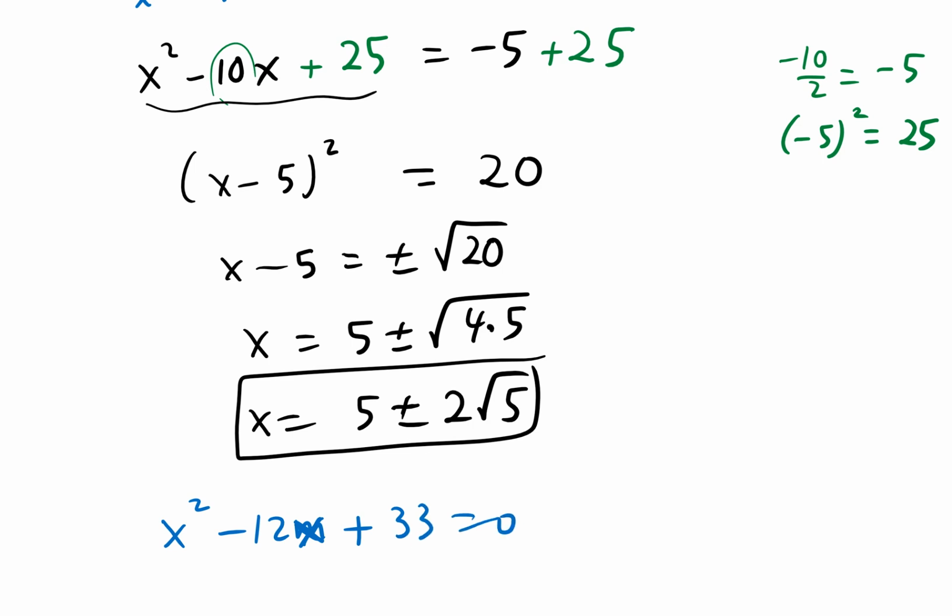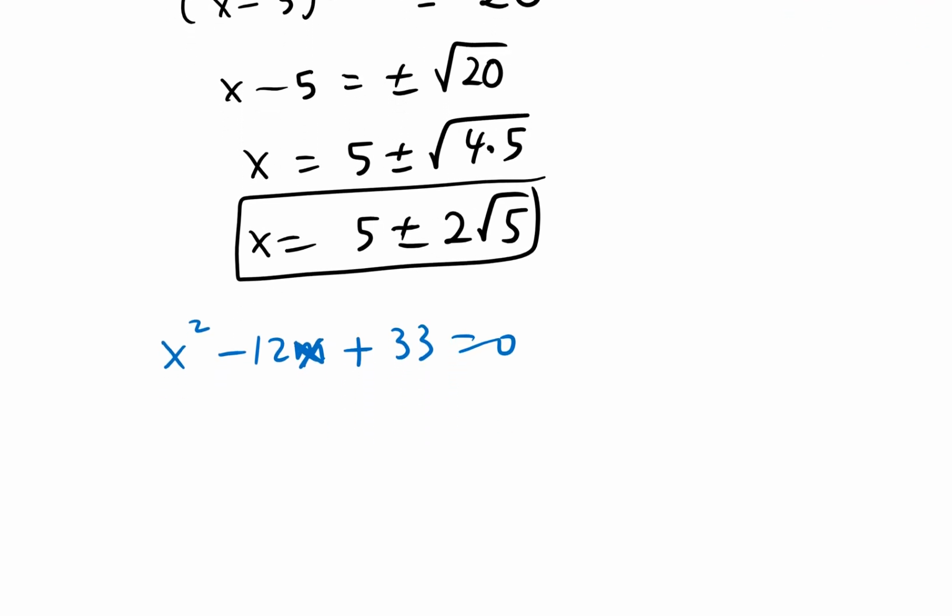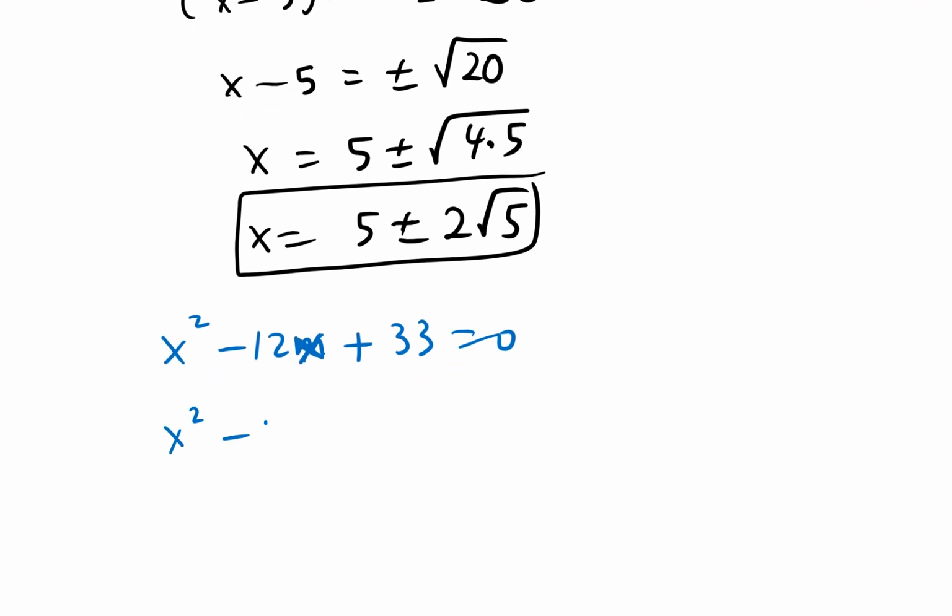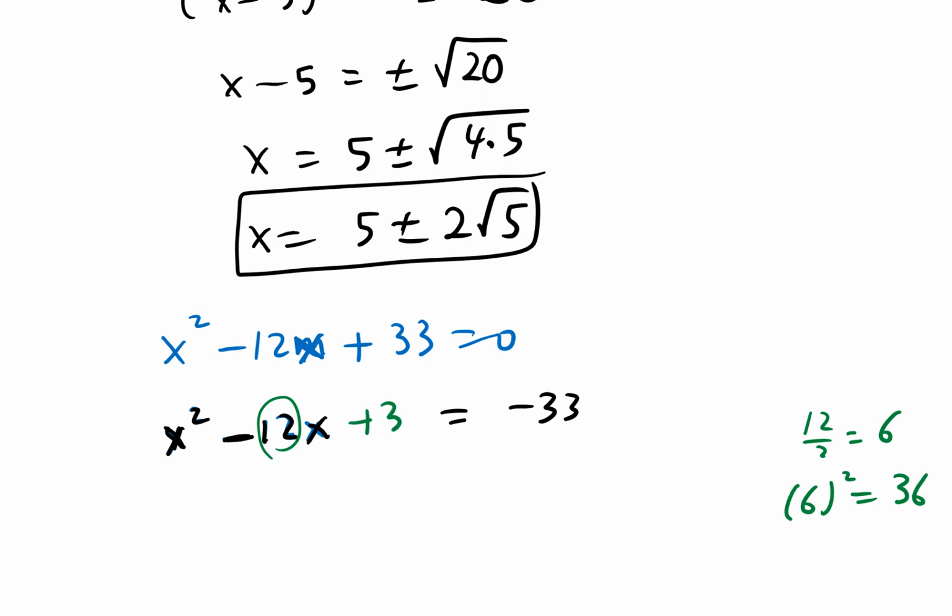x squared minus 12x plus 33 equals 0. Again, from here, you can subtract 33 on both sides. Then take the coefficient of x, 12 divided by 2, 6. Square it, you get 36. So we're going to add 36 on both sides.